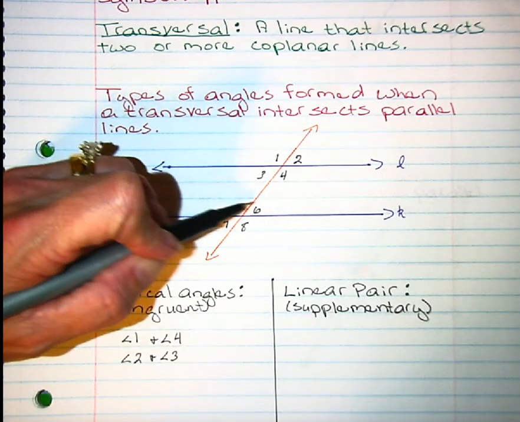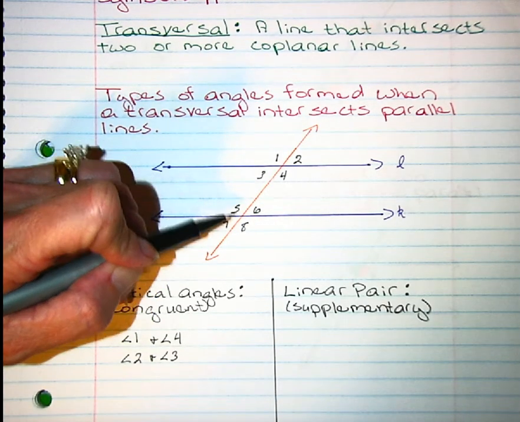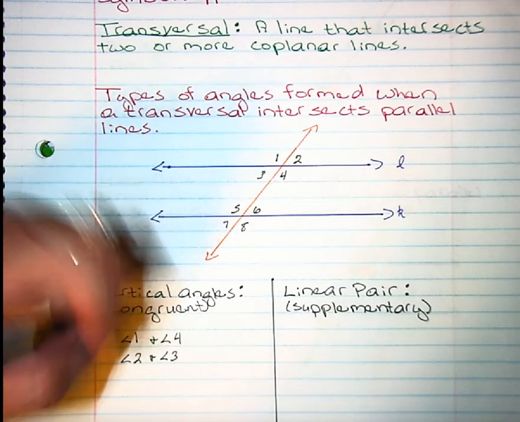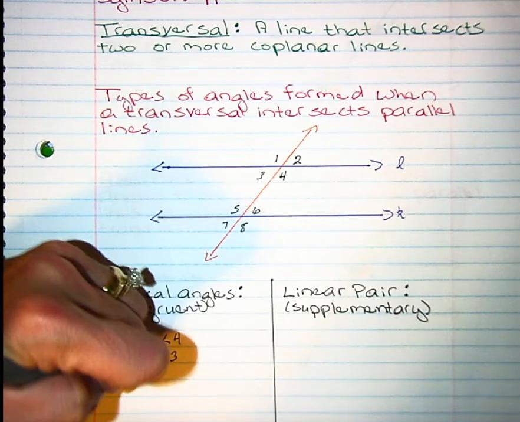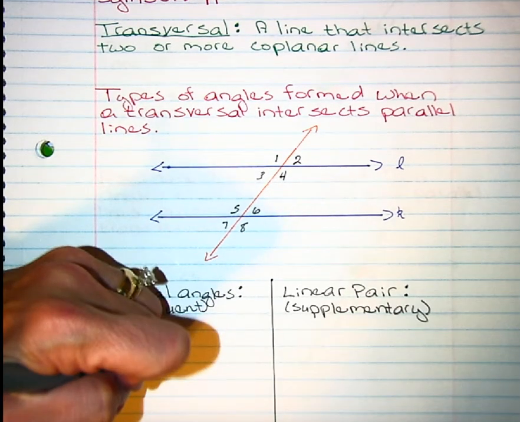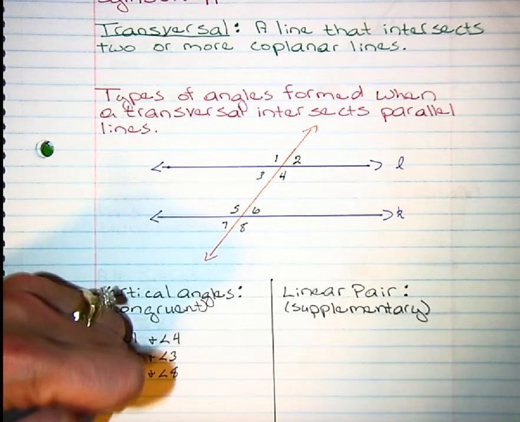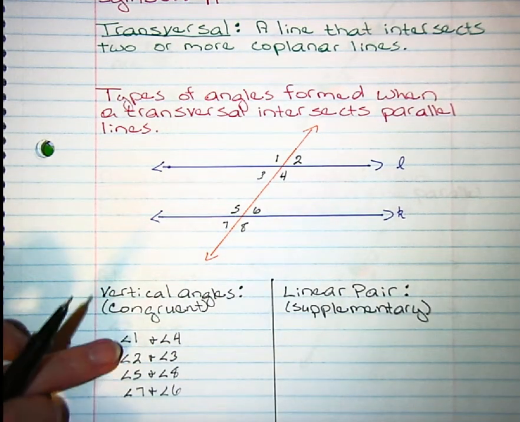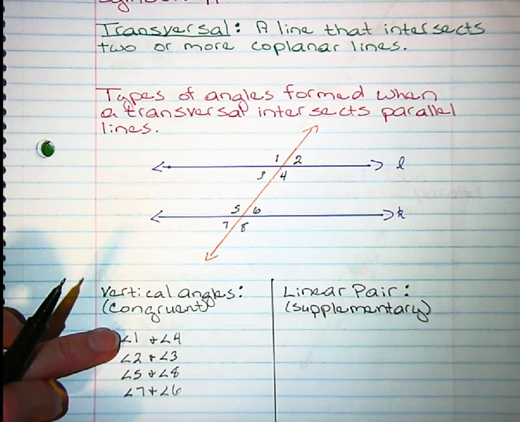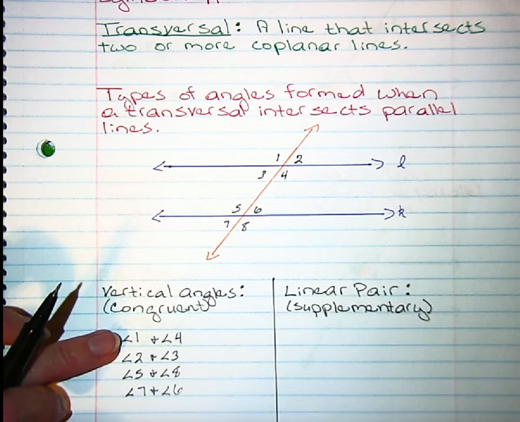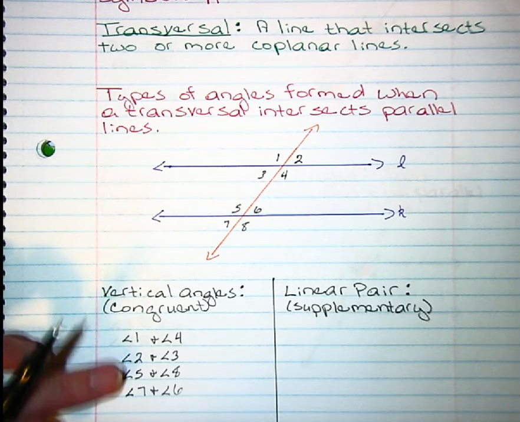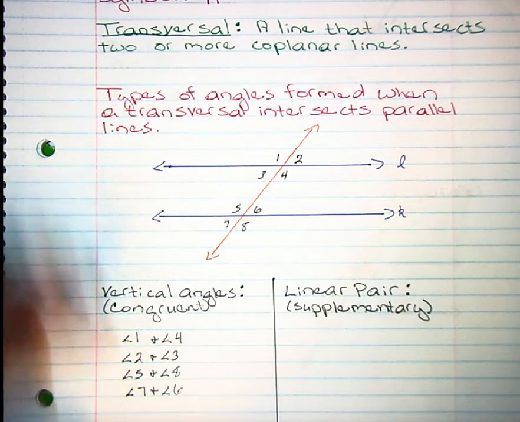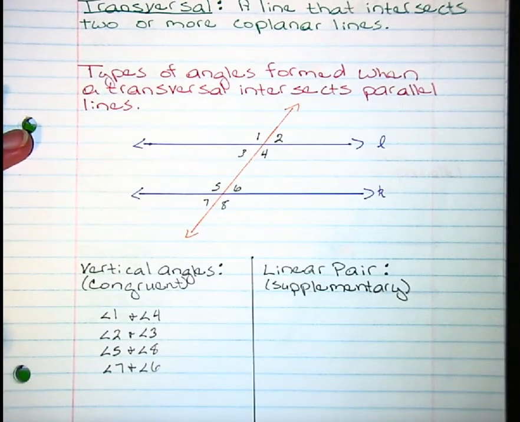On the bottom intersection, I can say 5 and 8 are vertical angles, and I can say 7 and 6 are vertical angles. So angle 5 and angle 8 and angle 7 and angle 6. So these are all congruent to each other. 1 is congruent to 4, 2 is congruent to 3, 5 is congruent to 8, and 7 is congruent to 6.